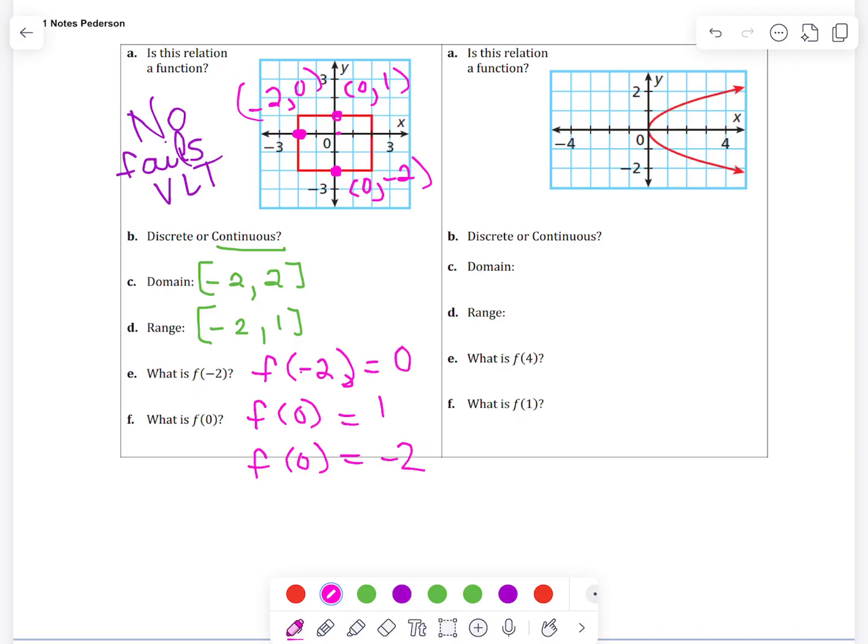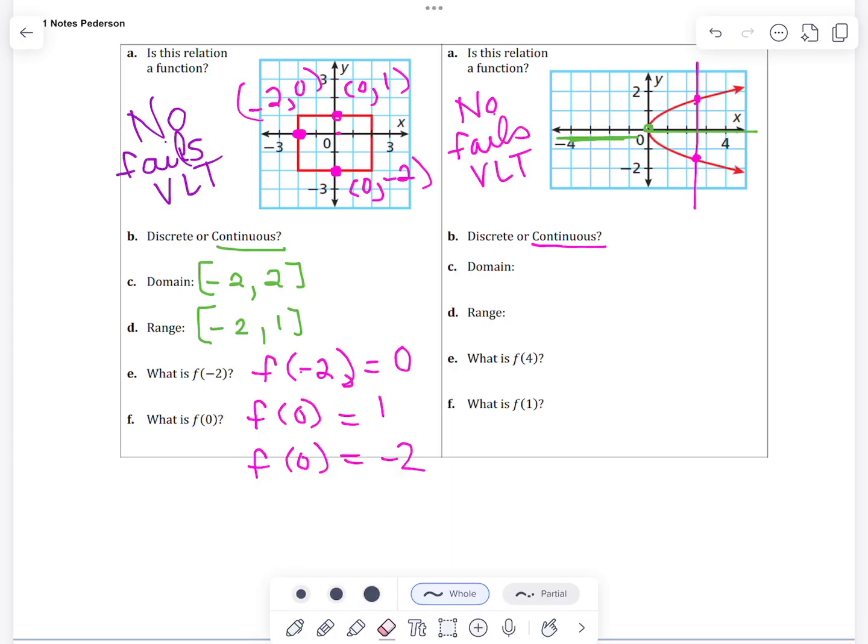All right, the next one, this one also fails the vertical line test because it hits twice. So this is not a function. It fails the vertical line test. It is continuous because the points connect. The domain, there isn't any x values over here. It starts at 0 and goes to positive infinity.